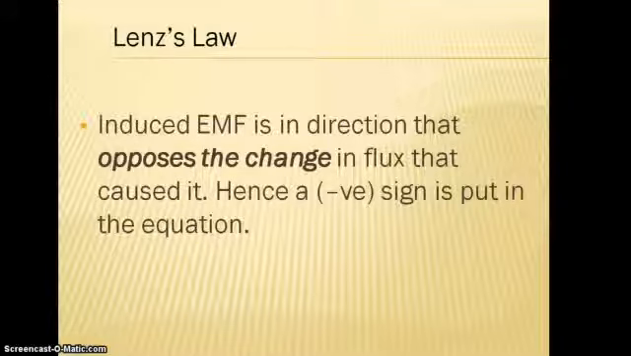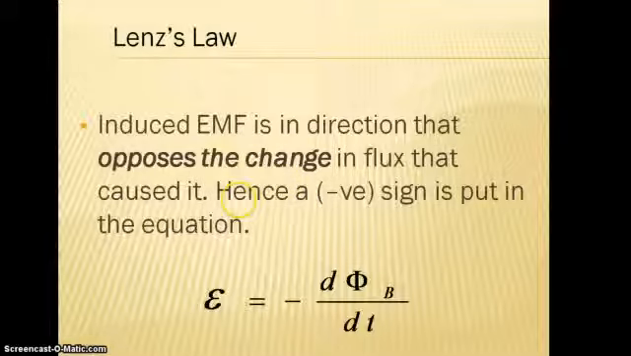In Faraday's second law, the EMF expression had a minus sign. This minus sign can be explained with the help of Lenz's law, which states that the induced EMF is in the direction that opposes the change in flux that caused it. Hence, a negative sign is put in the equation. So the EMF induced will oppose the change in flux. This opposition is represented here by the minus sign.